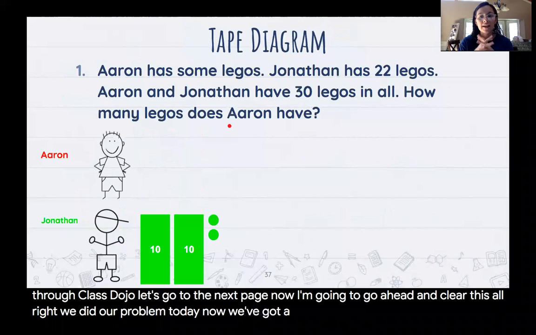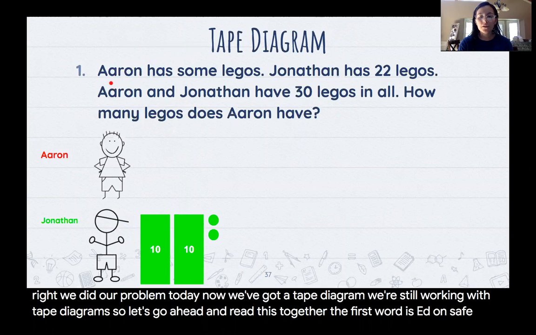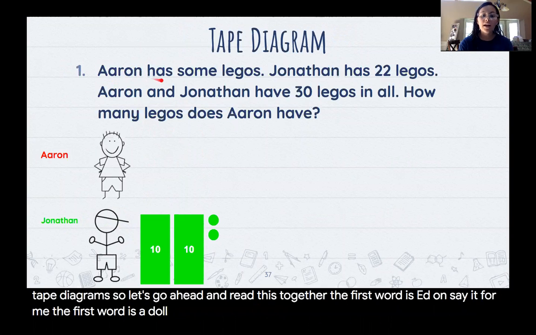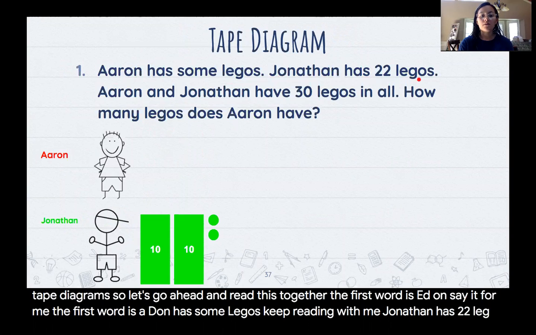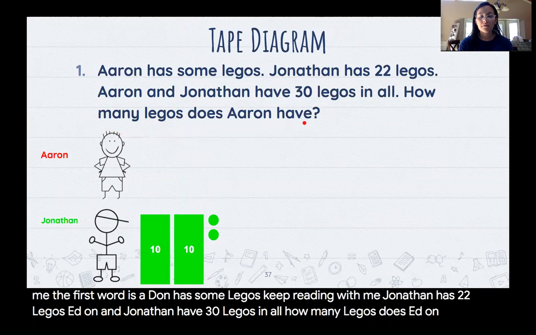Now we've got a tape diagram. We're still working with tape diagrams. So let's go ahead and read this together. The first word is Edon. Say it for me. The first word is Edon has some Legos. Keep reading with me. Jonathan has 22 Legos. Edon and Jonathan have 30 Legos in all. How many Legos does Edon have?